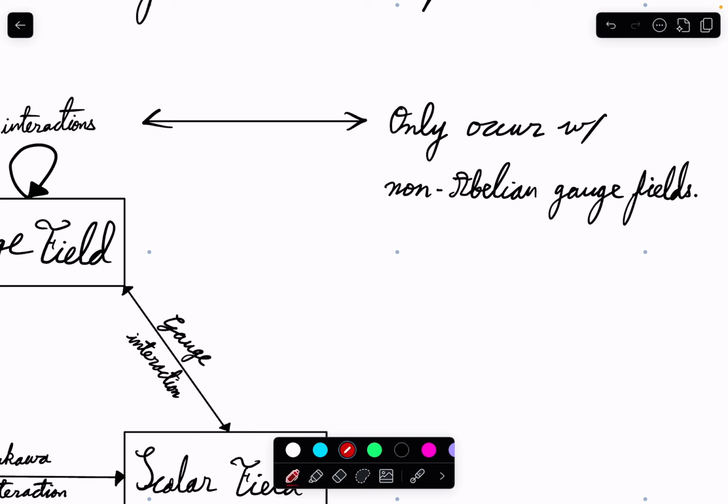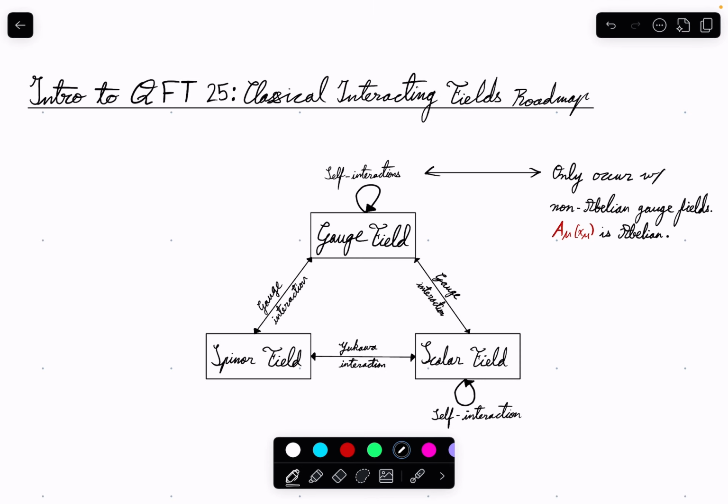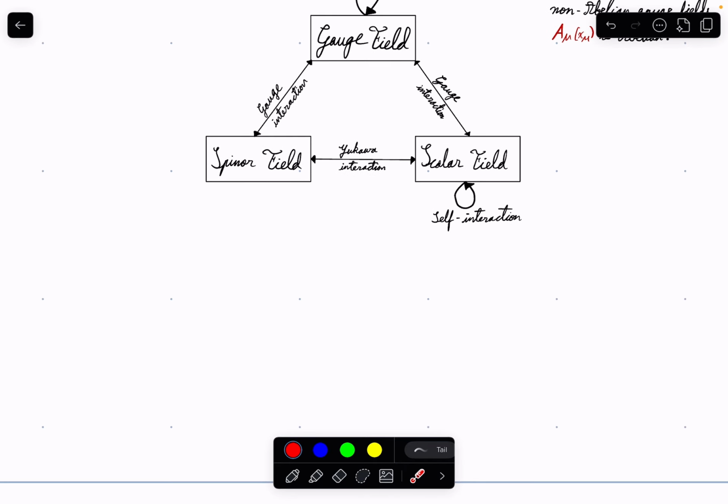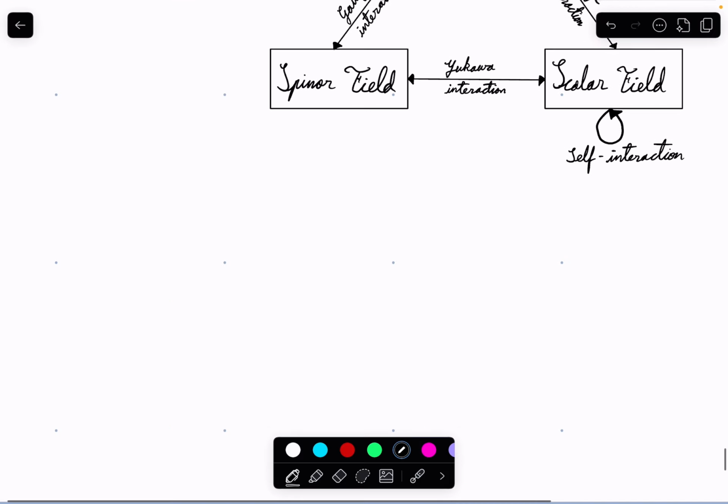Now, A mu is abelian, which means that there are no self-interactions in this gauge field. So A mu does not have any self-interaction terms. But we can see these self-interaction terms with scalar fields. So let's just give some examples for what things we will see in the future videos.